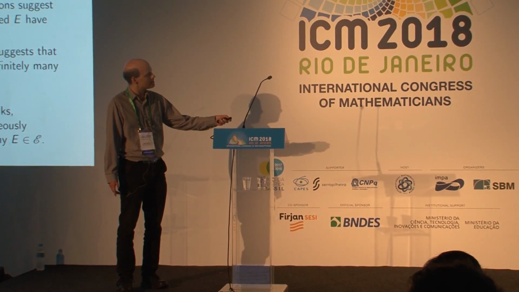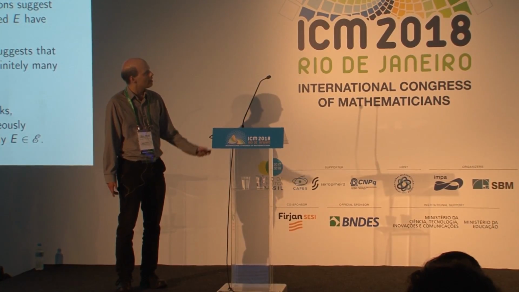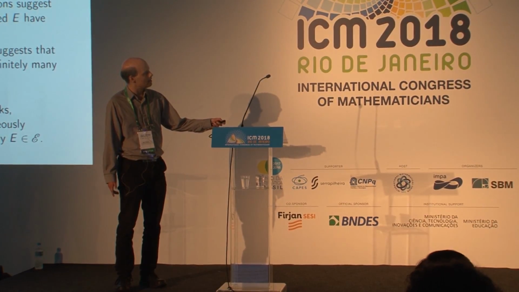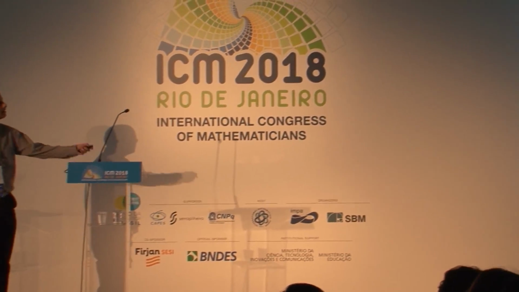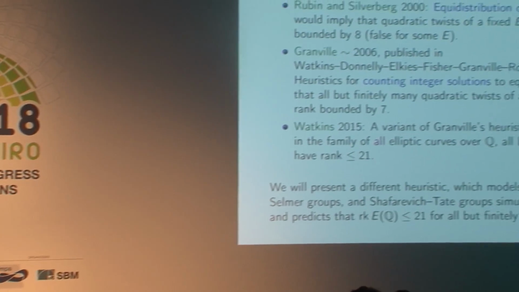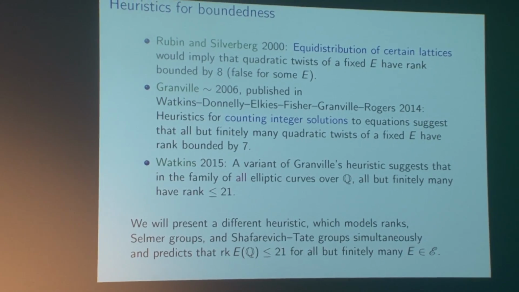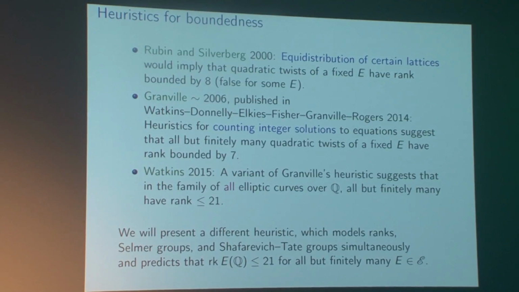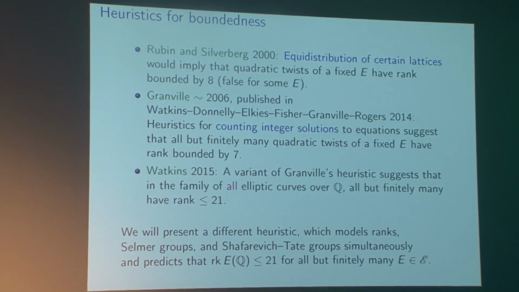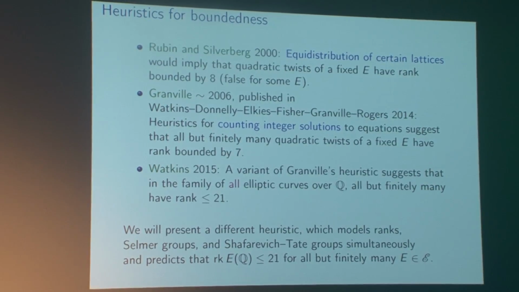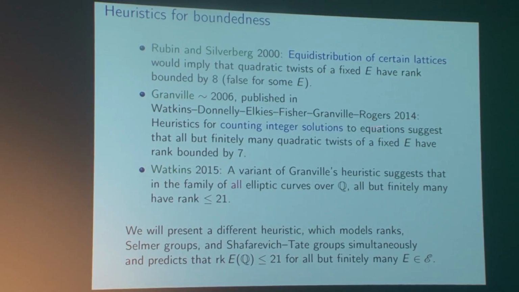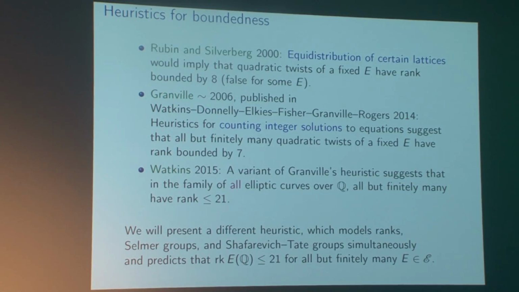And another heuristic was due to Granville. He came up with it around the mid-2000s, I don't know how you pronounce that decade. But anyway, in the middle of that decade, he came up with this heuristic, and he didn't publish it, but it eventually got published many years later. And there was another heuristic based on counting integer solutions on the total space of a family of elliptic curves.